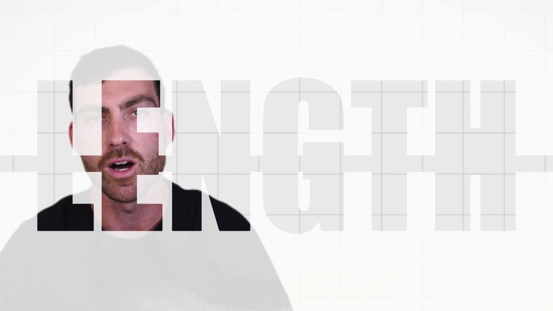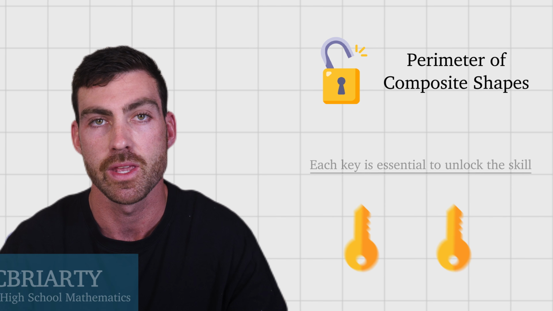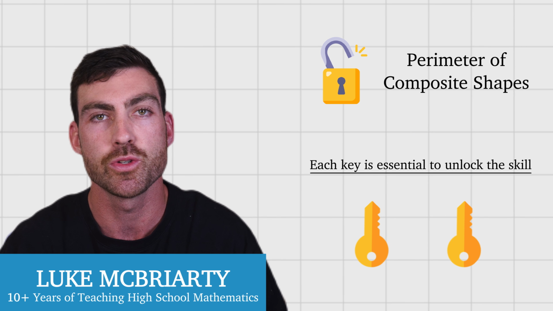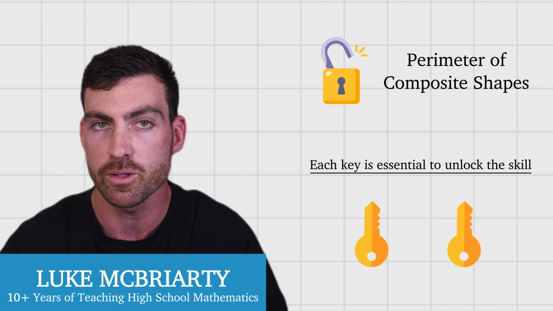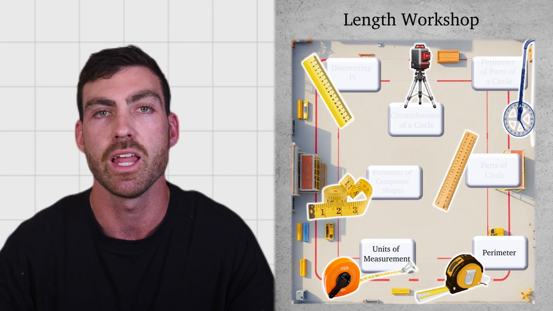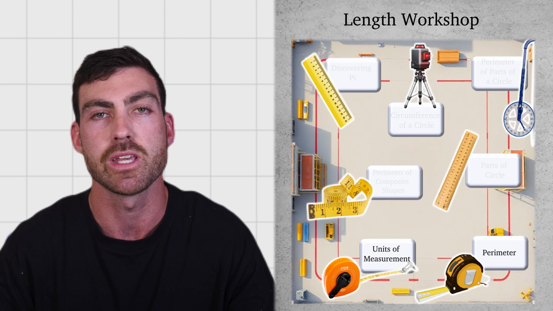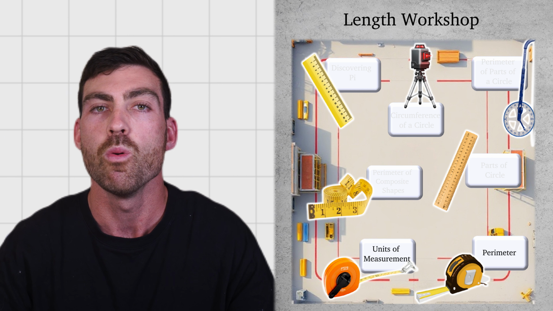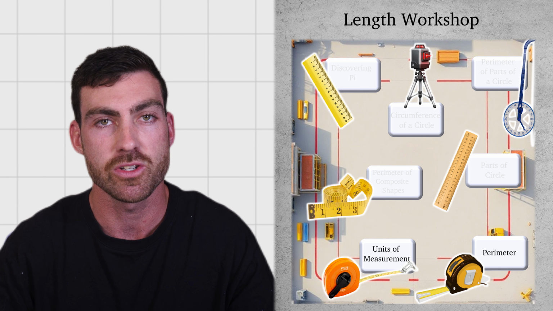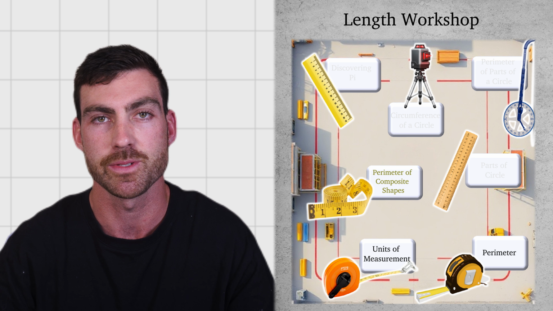In this video, I'll help you unlock the math skill perimeter of composite shapes. My secret is showing you two keys that break down the critical information on this skill. We're exploring the length workshop, where every measuring instrument unlocks a new math skill. We've already covered these foundational lessons, and now we're tackling perimeter of composite shapes.